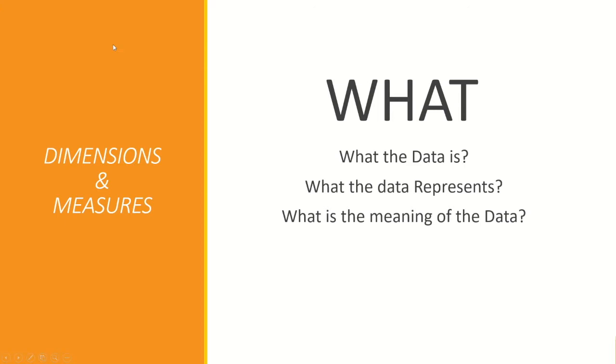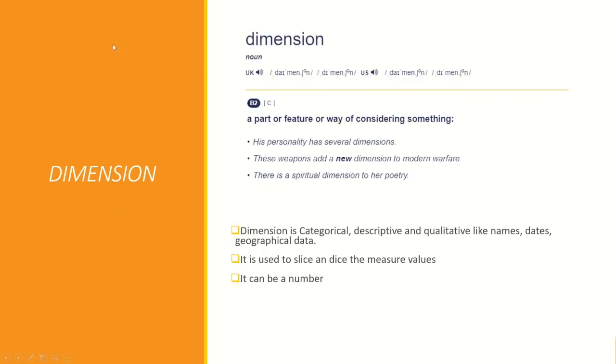Dimension, according to the definition from Cambridge Dictionary, means a part or a feature or a way of considering something. So dimensions is basically categorical, descriptive, and qualitative, which tells us the quality of something like names, date, geographical data. It is also used to slice and dice the measure values, and it need not be a word, it can be a number too.